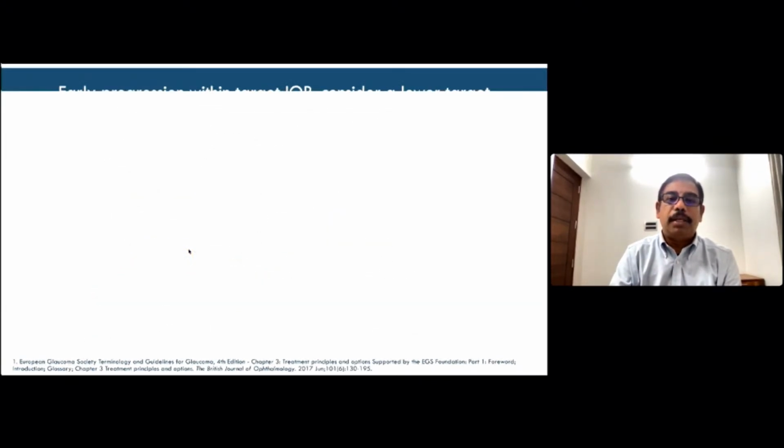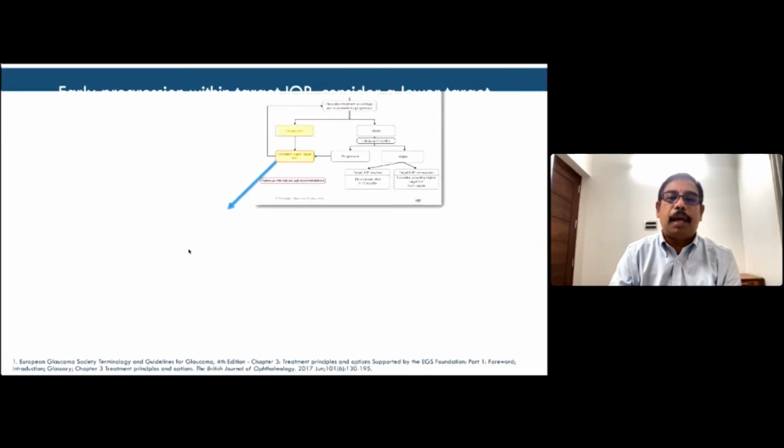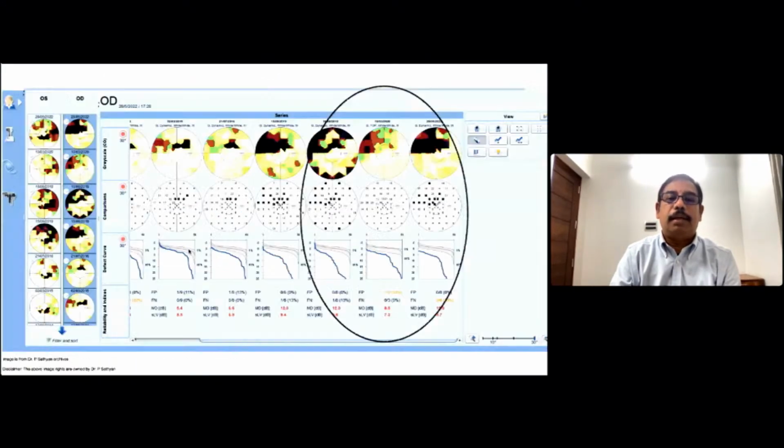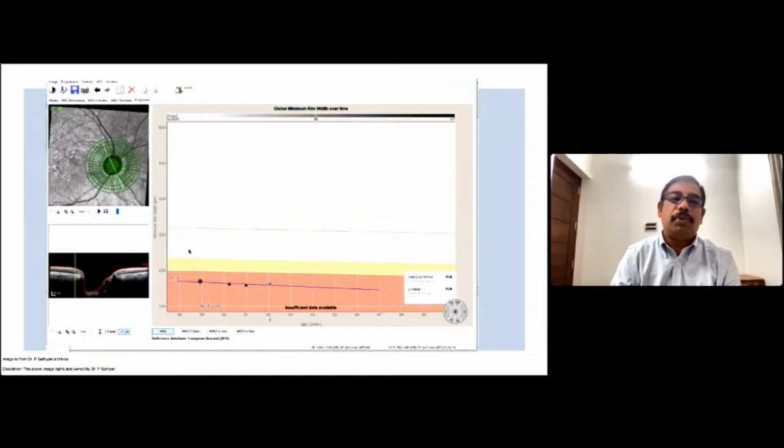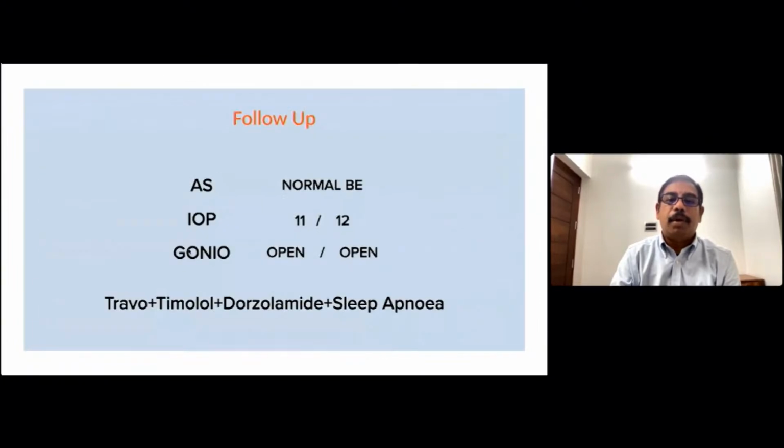So now you can see what happened after treatment with the second or third line of drugs. From 2019 to 2023, there is not much progression, in both the right as well as the left eye. Not only is it shown in the visual fields, but if you see the OCT also, there is not much progression in both eyes. Now the IOP is 11 and 12 with the same open angles, but the patient is on a combination of Travatan with timolol and also separately dorzolamide.